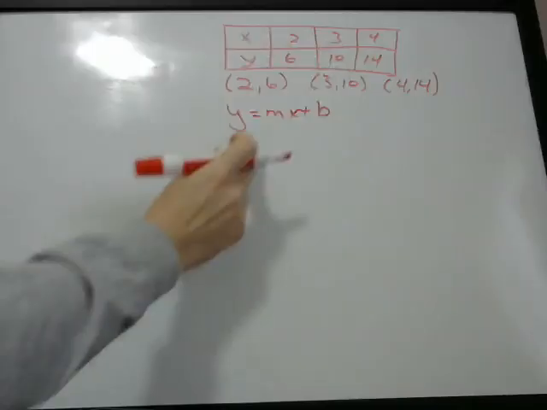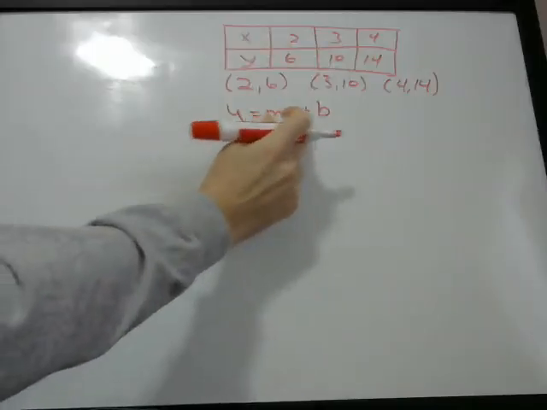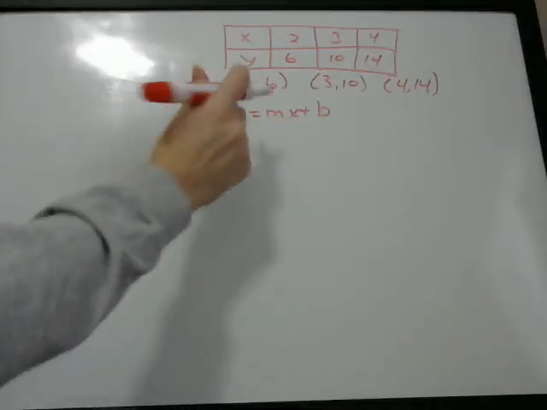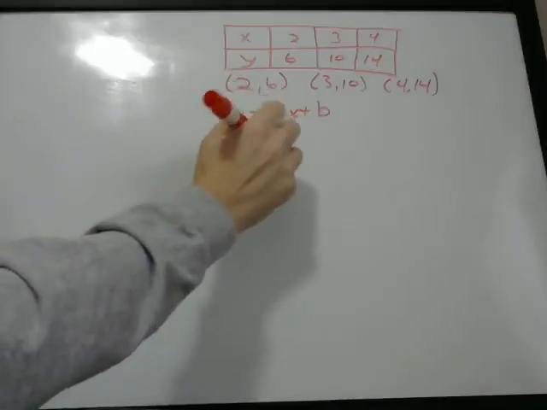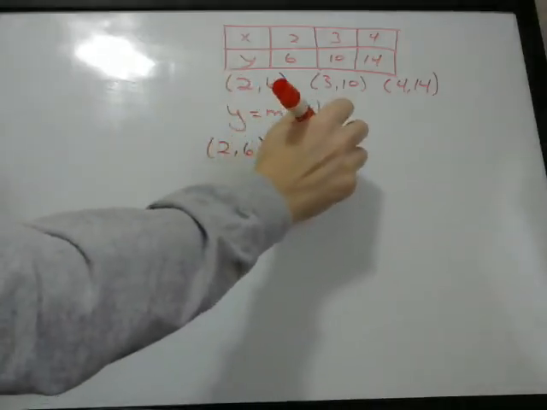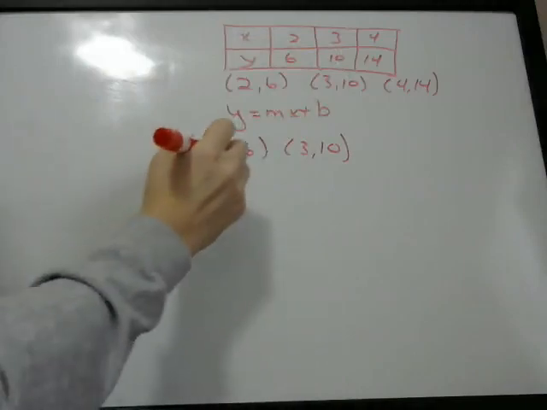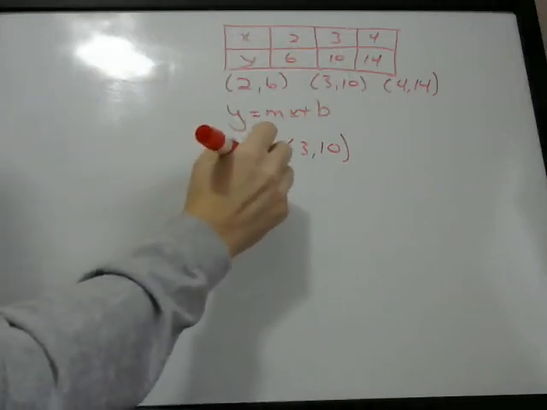So what do we need to figure out? We need to figure out what is the slope, and then we need to figure out what is the y-intercept. So what is the slope? Given these 3 points, what is the slope of the line? We can take any 2 points. It doesn't matter which 2 points we take. They're always going to have the same slope. So let's just take 2, 6 and 3, 10 and figure out the slope. Again, if you don't know how to do this, watch the video on slope, because I'm going to do this rather quickly.